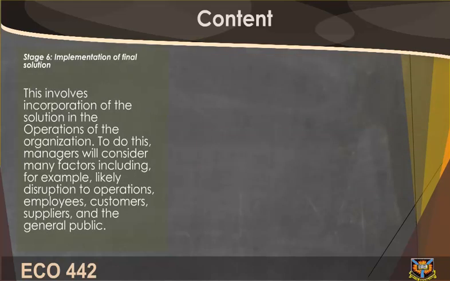Stage 6. Implementation of final solution. This involves incorporation of the solution in the operations of the organization. To do this, managers will consider many factors, including, for example, likely disruption to operations, employees, customers, suppliers, and the general public.